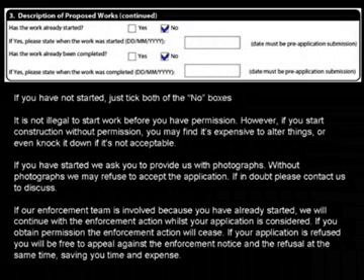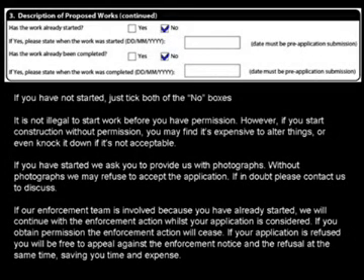Firstly, section 3 continues, asking you about the proposed works and have you already started. If you have not started, just tick both of the no boxes. It's not illegal to start work before you have permission. However, if you do start construction without permission, you may find it expensive to alter things or even knock it down if the local planning authority doesn't find it acceptable.